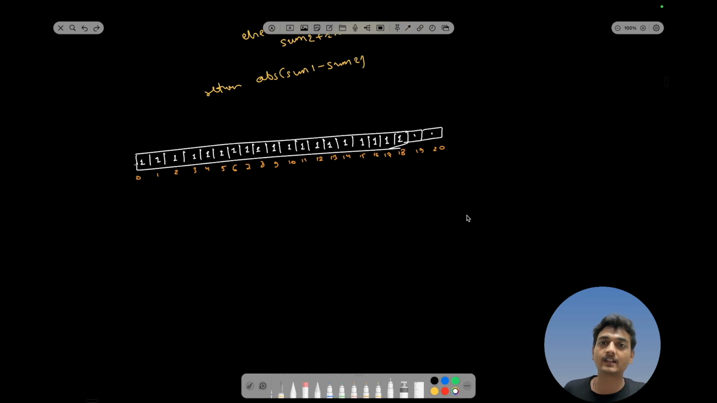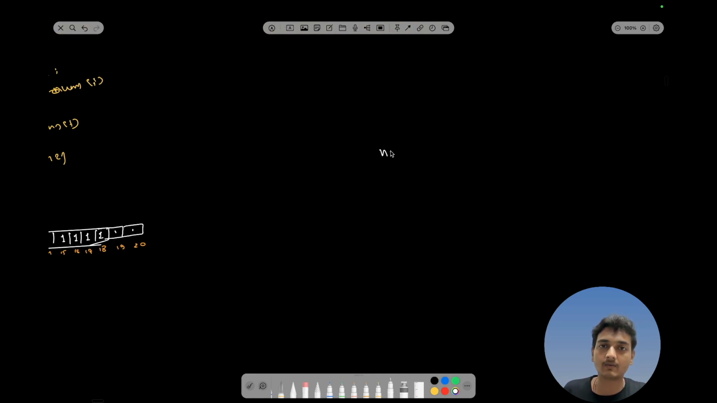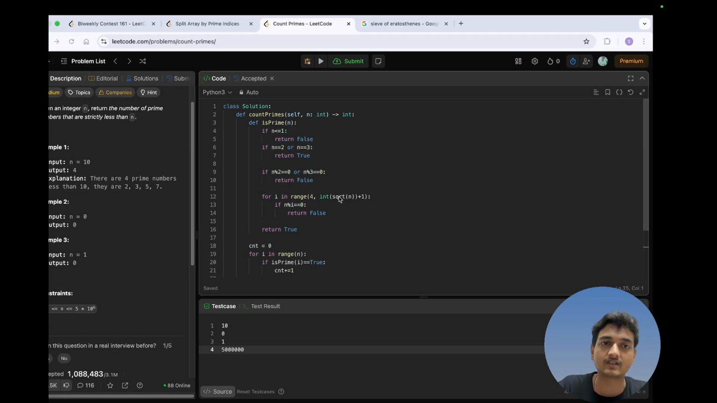So let's see, okay, we have some number given, n equal to, let's say, 5. So I have to tell from 0, 1, 2, 3, 4, 5, from 0 to 5, how many numbers are prime. So I can pick these three numbers are prime. So my answer will be 3. Okay. So this is the question.